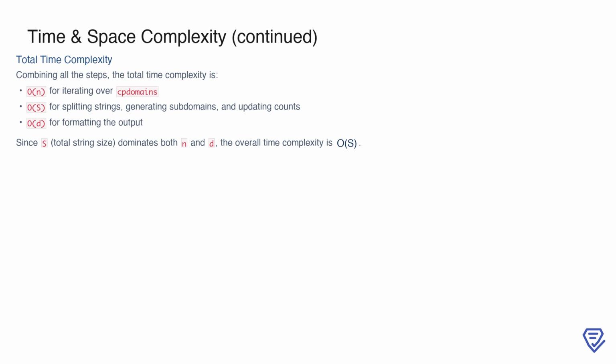Now, when we combine all these steps, we can summarize the total time complexity. Iterating over the domains list takes O(n). Splitting strings, generating subdomains, and updating counts collectively require O(S). Formatting the final output adds an additional O(D). Since the total size of all strings, S, is the largest contributor and dominates both n and D, the overall time complexity of this solution is O(S). This makes the solution efficient, especially for large inputs with many subdomains.